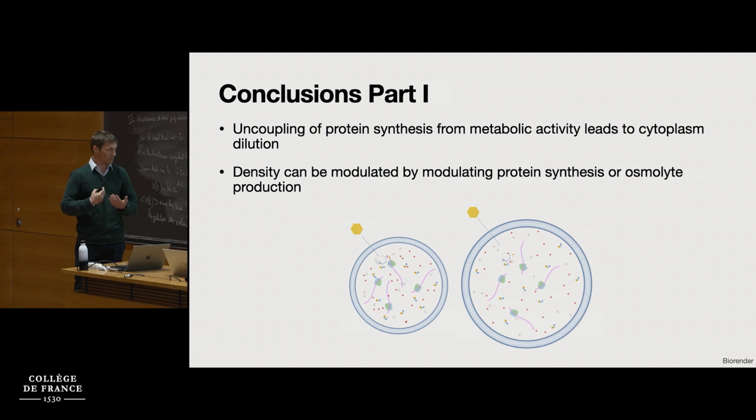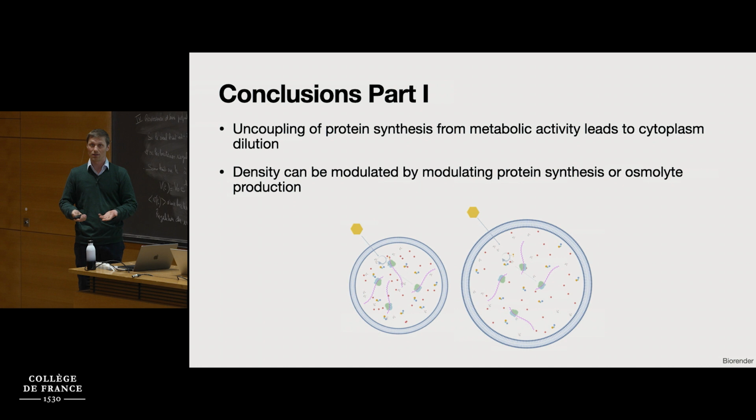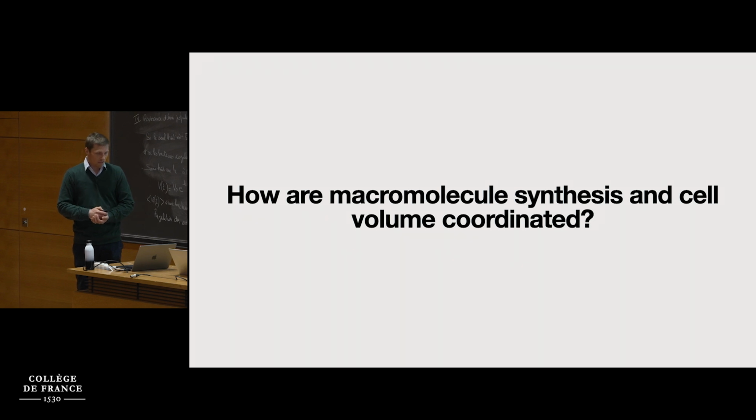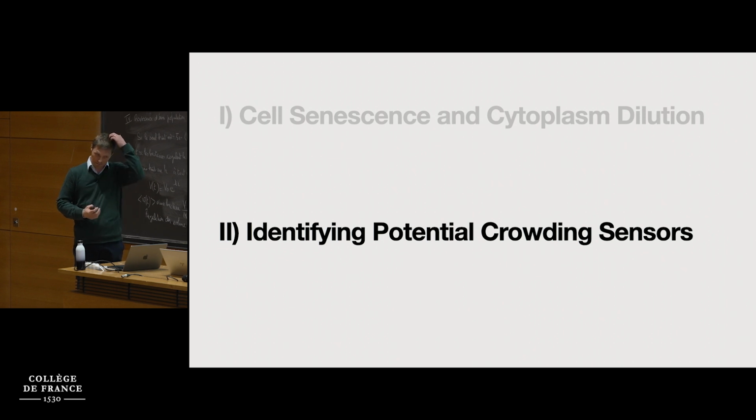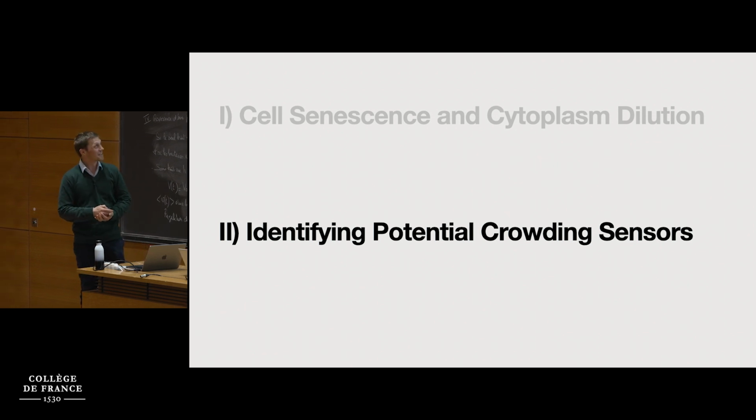Now that we understand how these two processes can become uncoupled, the big question is, how do cells prevent this from happening? Because as we saw before, it might be beneficial if cells maintain their crowding at a certain level. So in the second part, I want to talk about our efforts to identify potential crowding sensors inside of cells. This is where it starts to get very speculative, okay? I hope you will enjoy it.